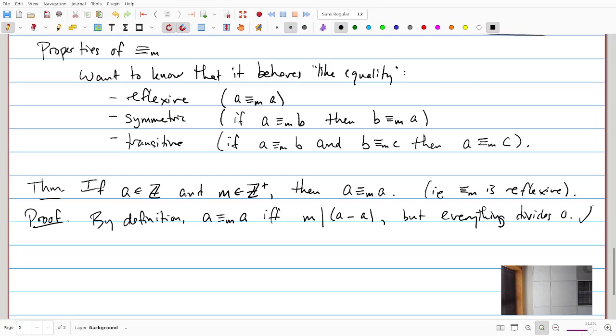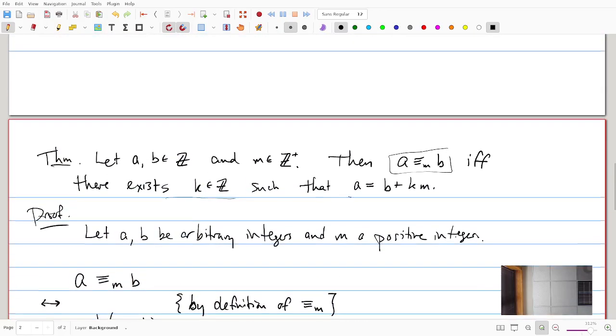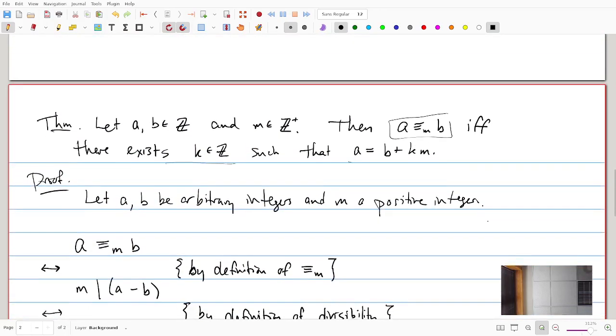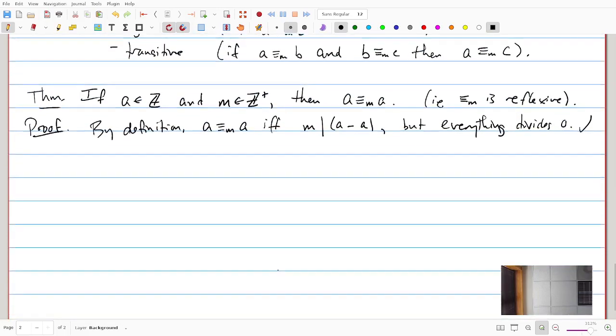Or, if we wanted, we could have used this theorem. We could have said, okay, A equivalent to A, by this theorem, means there exists some k such that A equals A plus k times M. Well, clearly we can pick k to be 0, and that would work. So let's use that theorem for the next one.